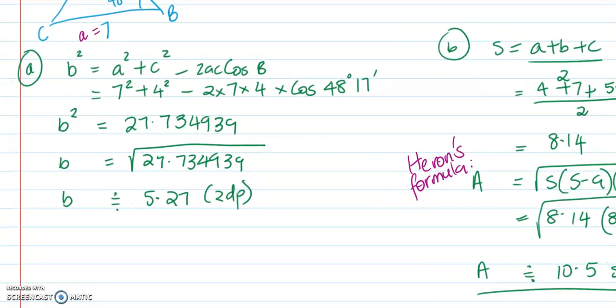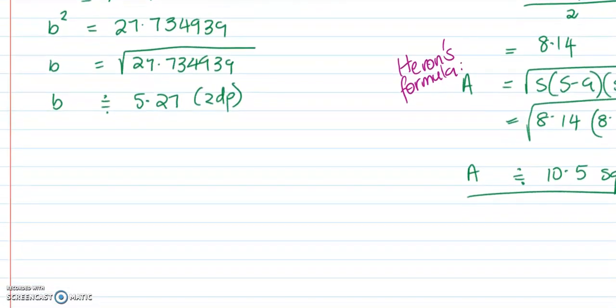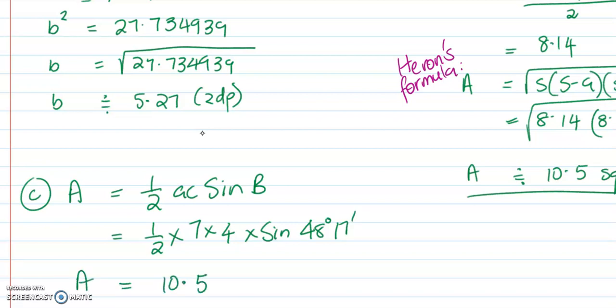Okay, now let's have a look at C. C is asking for the area using the sine rule. As we know, our sine rule says half AC sine B, which gives me half times 7 times 4 times sine 48 degrees and 17 minutes. And again, if you notice, it'll give you somewhere around the same as 10.5 square units.